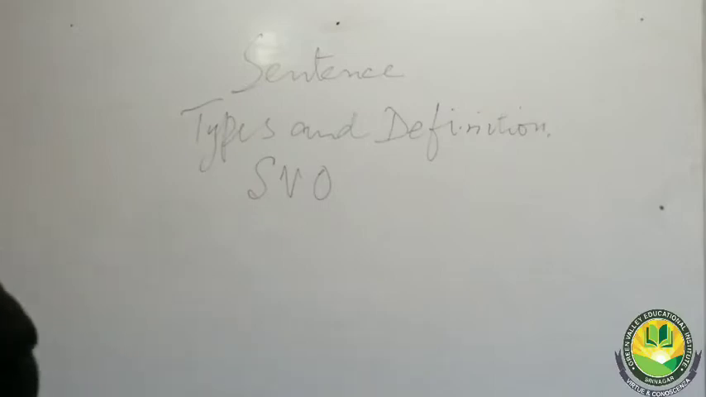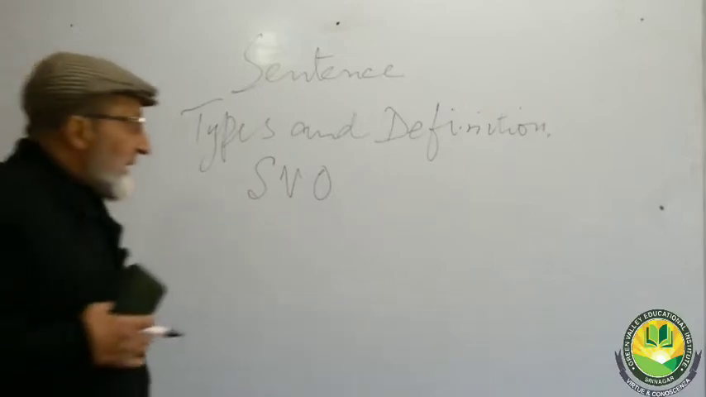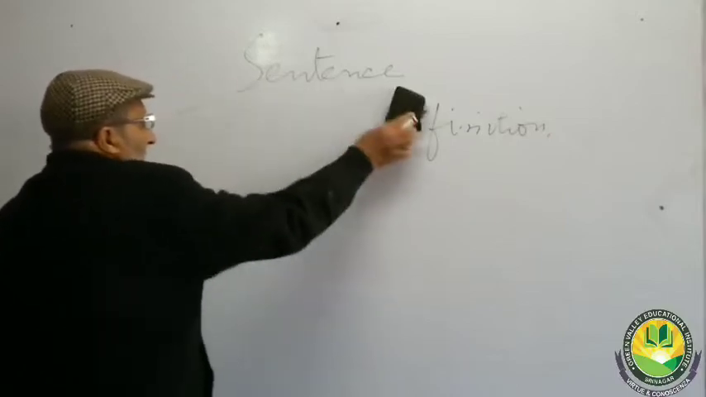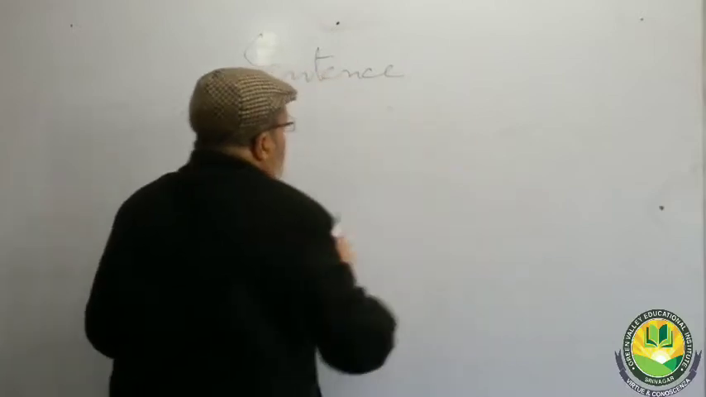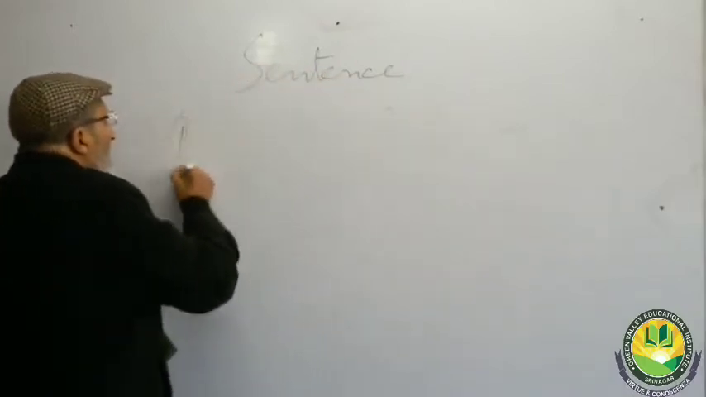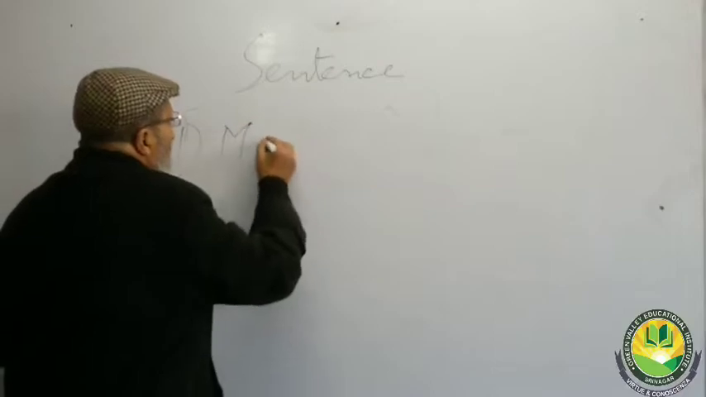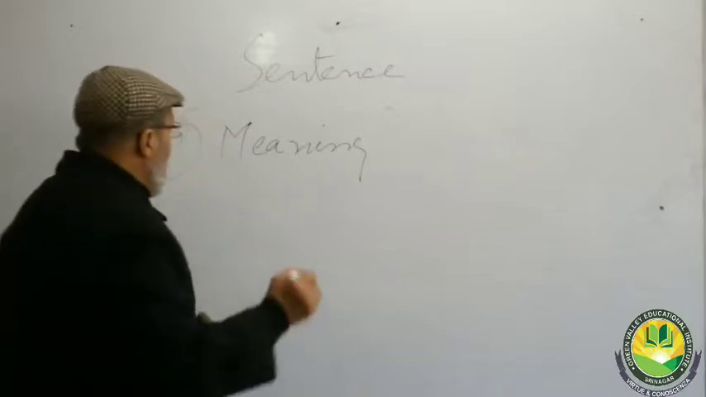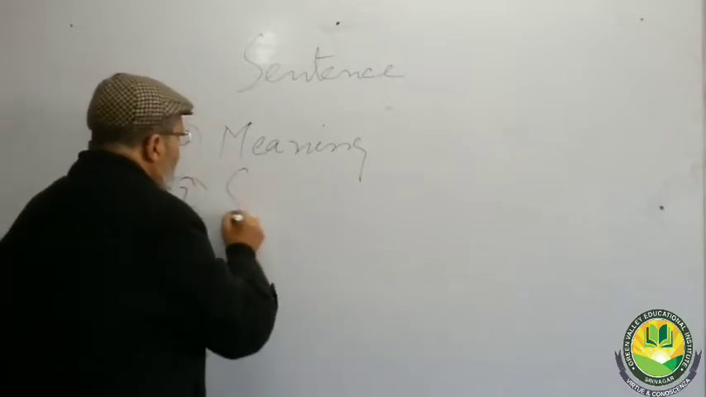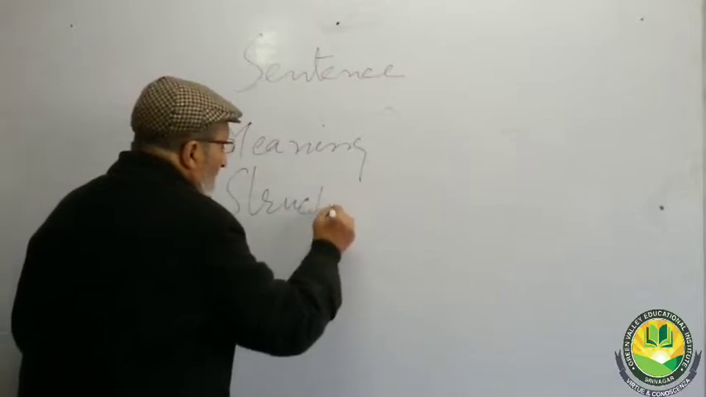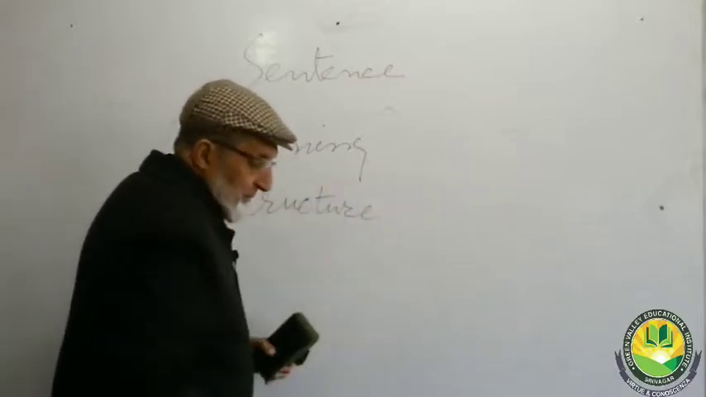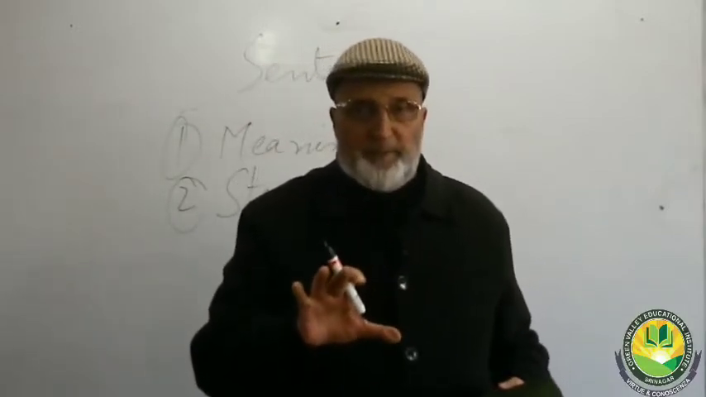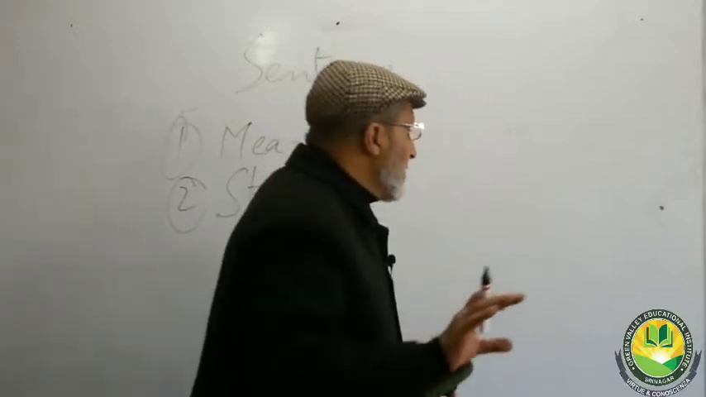Now, let's go to the types of sentences. It's to be dealt with on two levels. Number one, on the level of meaning, that is, so far as meaning is concerned, how many types of a sentence do we have? And number two, so far as its structure is concerned. Taking up the meaning aspect, a sentence can be of, broadly speaking, 5 types. Let me write down those types one by one.